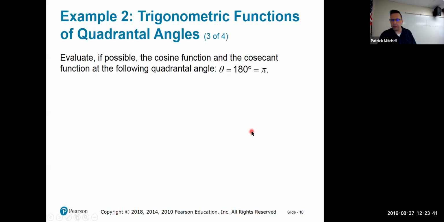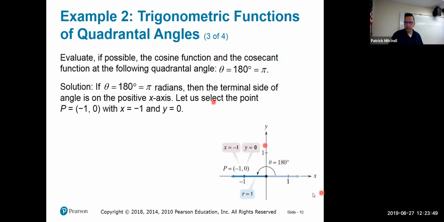All right, 180 degrees, also known as pi radians. If you draw that angle in standard position, it looks like this. So pick any point along the negative x-axis. The simplest one would be (-1, 0). Notice that the distance from the origin to (-1, 0) is 1. R is never going to be negative, put it that way.